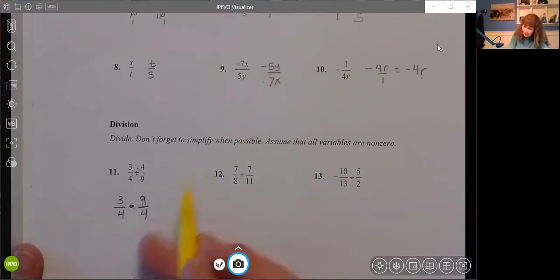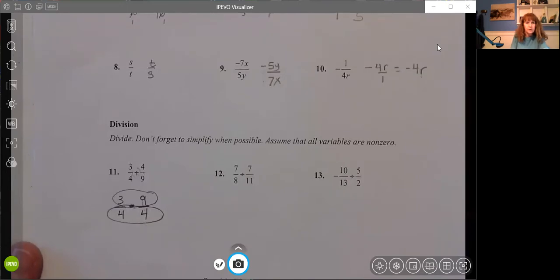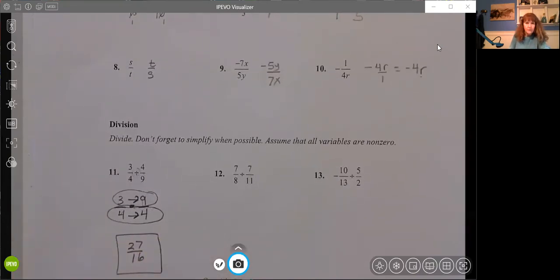Now if you look here, neither one of these is reducible with either one of the 4s. Nothing goes into one of these numbers that would also go into one of these. So then you just multiply straight across, and you end up with 27 over 16. If you reduce before you multiply, you will not have to reduce after you multiply, which is kind of nice.